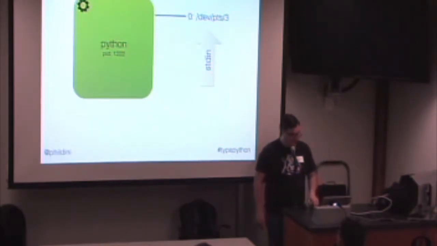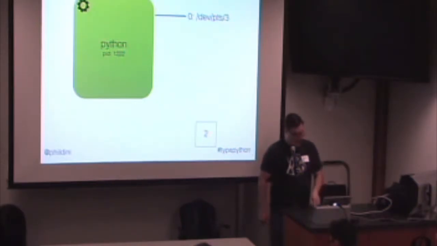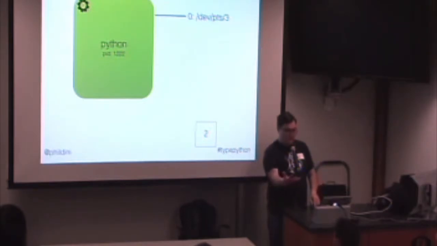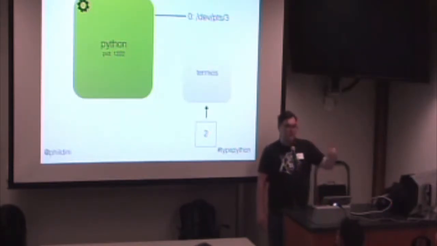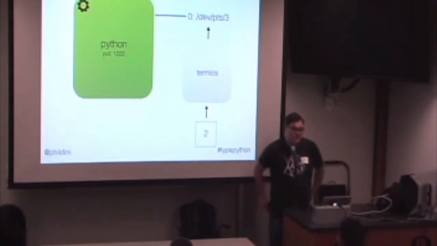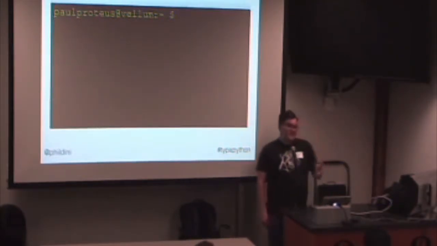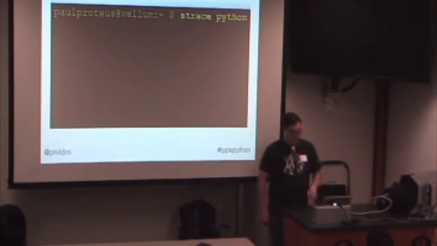So when we do something like type 2, that 2 character goes into the kernel through this termios layer that works to mimic that old paper terminal telephone line system, and eventually it gets sent to the file descriptor on the Python process, and the Python process receives the 2 press. You can see this kind of happening in real time using a command called strace.